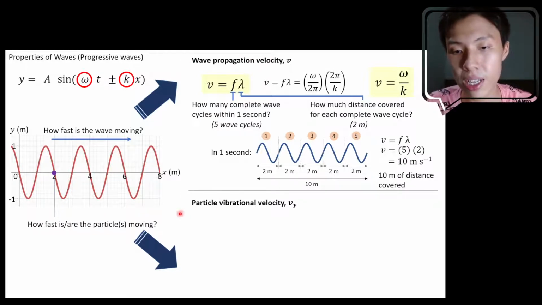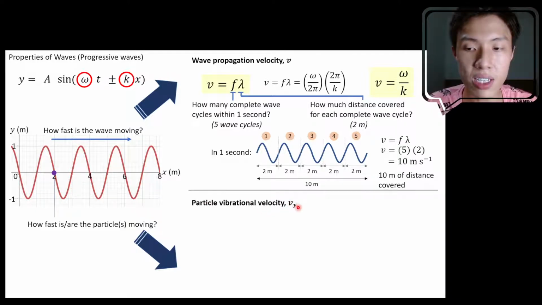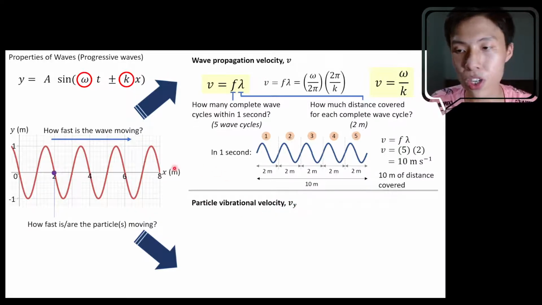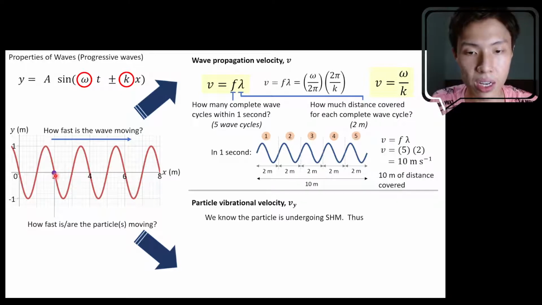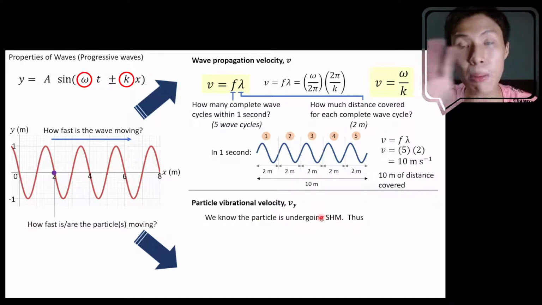Next, let's move on to another kind of velocity, which is particle vibrational velocity, v subscript y. For this situation, we are focusing on a specific particle and trying to see how fast that particle is moving. We know that the particle can only move up and down like this in a simple harmonic motion, so we will be studying it like how we studied it in chapter 9. This particle is undergoing SHM, thus we can use some of the equations that we derived in chapter 9.